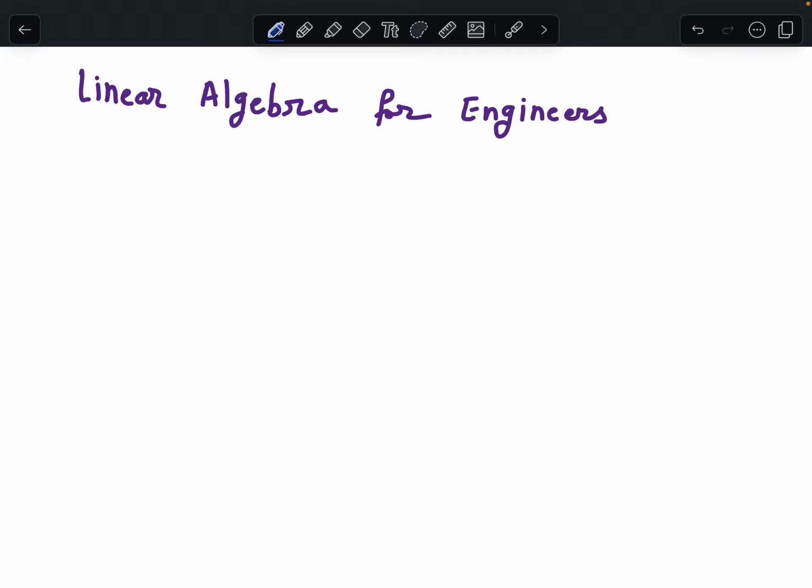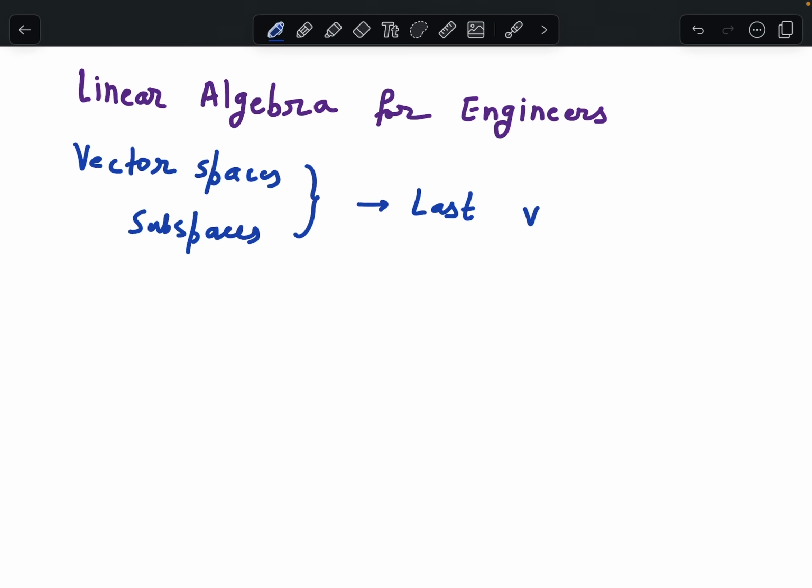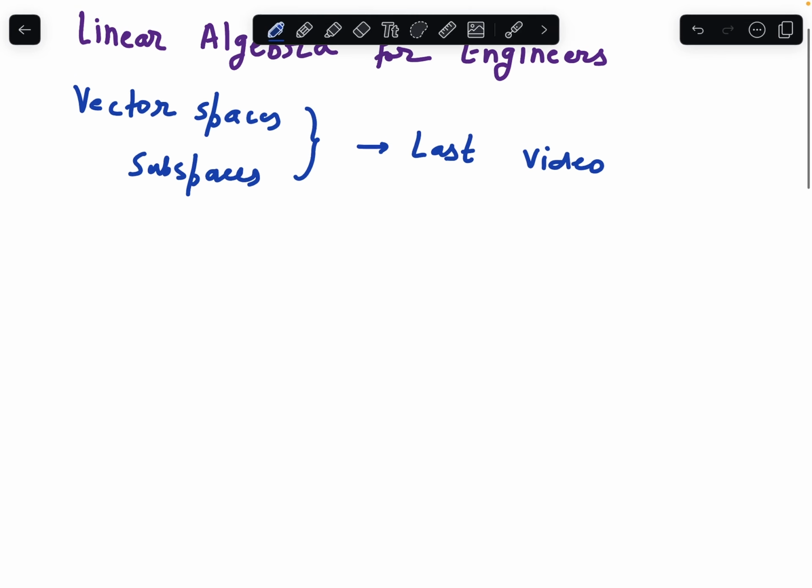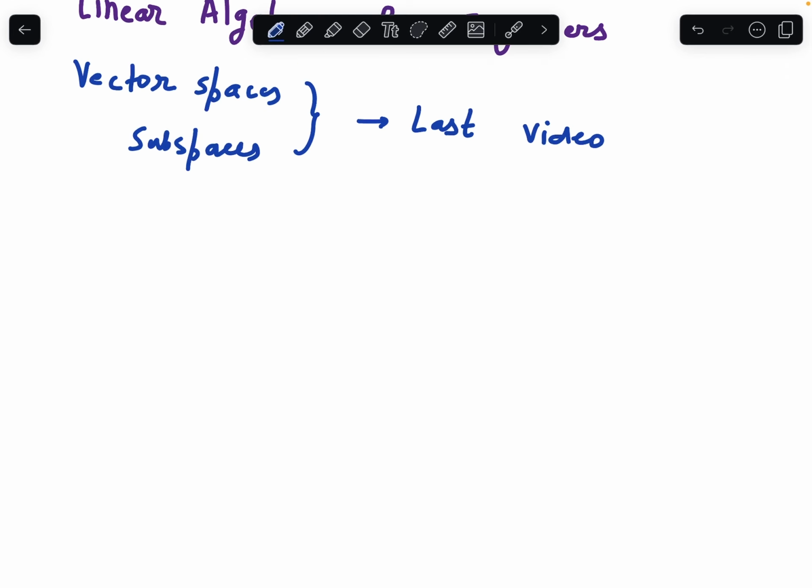So in last class, we talked about vector spaces and subspaces. In today's video, we'll talk about linearly dependent and linearly independent vectors, and some other things.